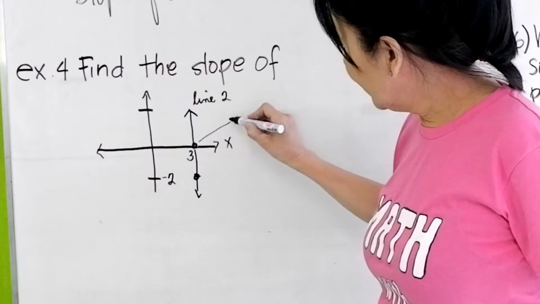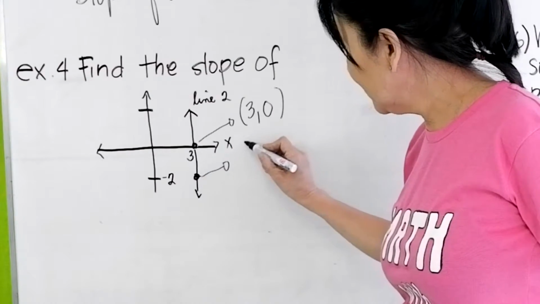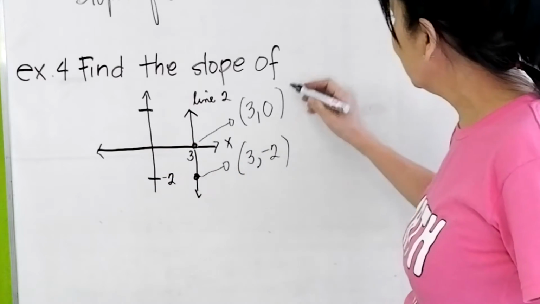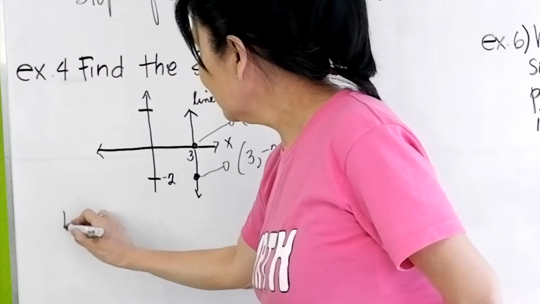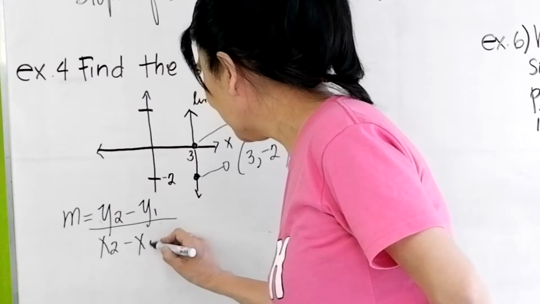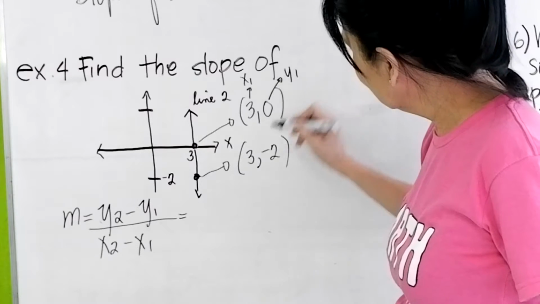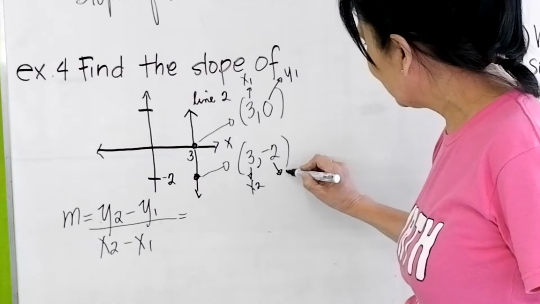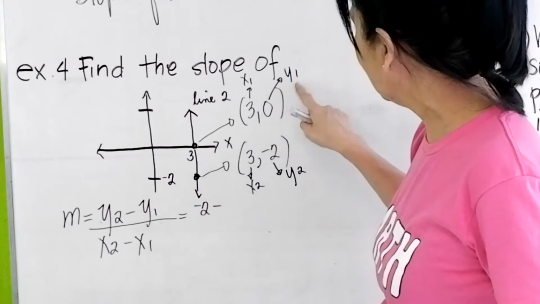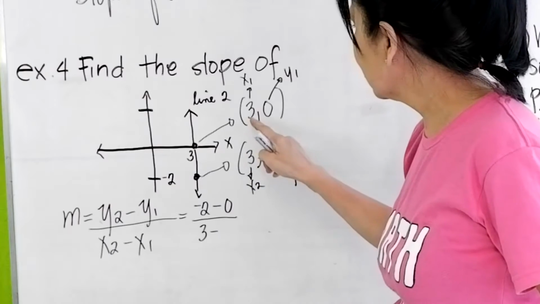So, what are the coordinates here? We have x is 3, y is 0. What about this? This has coordinates x is 3 and y is negative 2. There, 3 and negative 2. We use the slope formula again: y sub 2 minus y sub 1 all over x sub 2 minus x sub 1. Substitute the values. Let's say this is our x sub 1 and this is y sub 1, so this is x sub 2 and this is y sub 2. Let's plug in the values: y sub 2, negative 2, minus y sub 1, 0, over x sub 2, 3, minus x sub 1, 3.